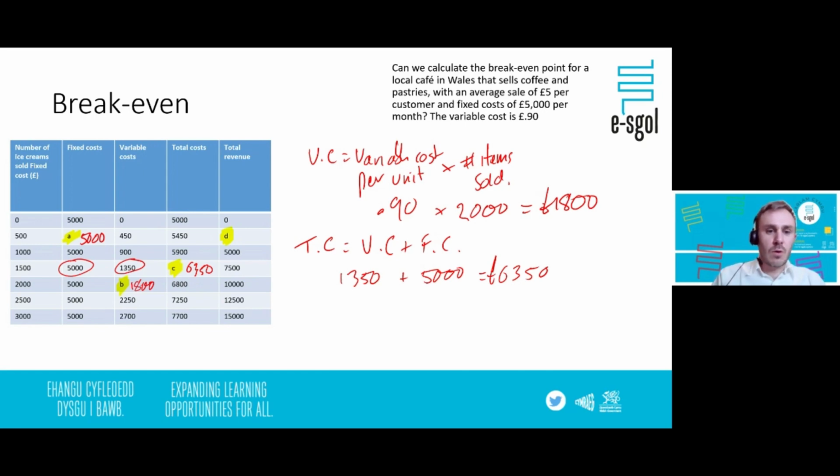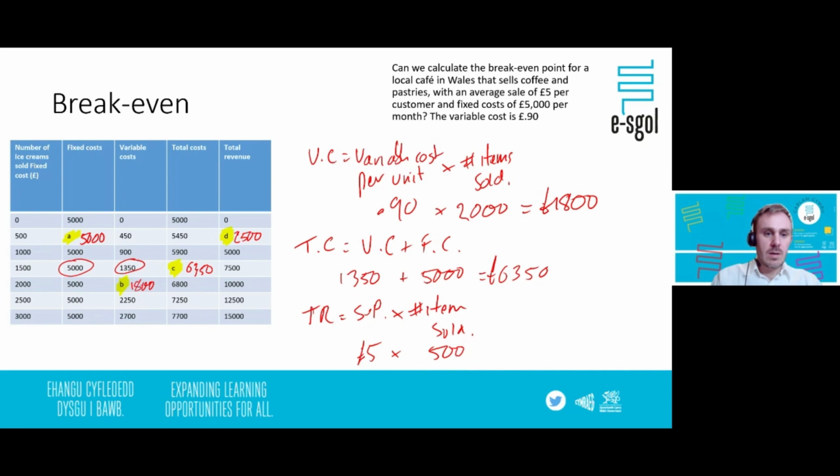So then for D, for our total revenue, again, and we should know this by now, we've got our selling price times by number of items sold. So our selling price is £5 in this case. And again, we've sold 500 at this stage. So 500 times 5 gives us our 2,500.